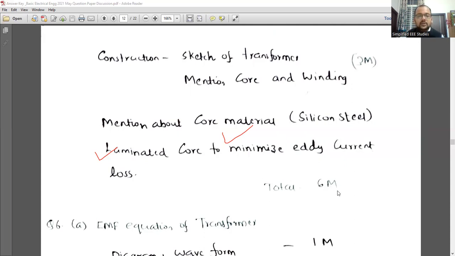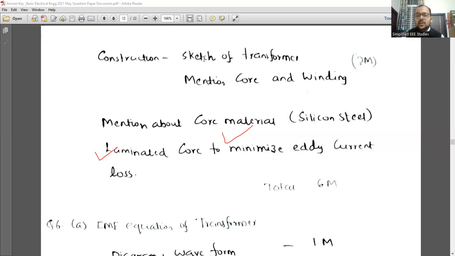So altogether you will be getting 6 marks. Construction with the importance, like what about the core, what about the winding materials, you can also specify. Windings are usually made of copper. All right, this is how to proceed with these types of answers. Try to highlight the answer and underline some points so that the evaluator can understand the student knows important information about the transformer. No need to elaborate, no need to write in paragraph manner.